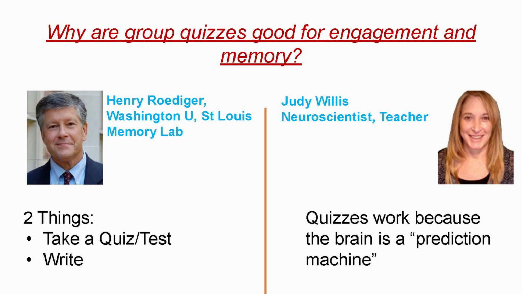Let's actually look at a couple of experts in the field of memory and retrieval practice. Let's start with the guy on the left. That's Dr. Henry Roediger. If I were to make a list of the top memory researchers in the entire country, he would be on that list. He's a big deal. He does some of the most significant work in human long-term memory.